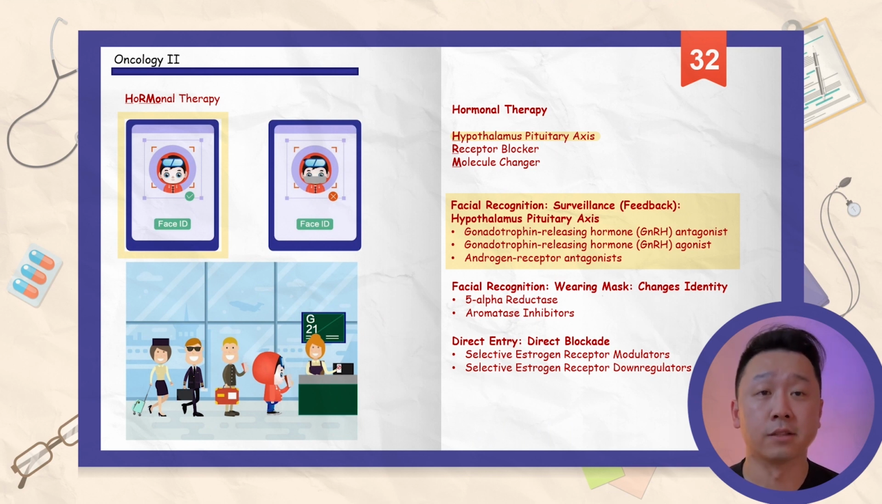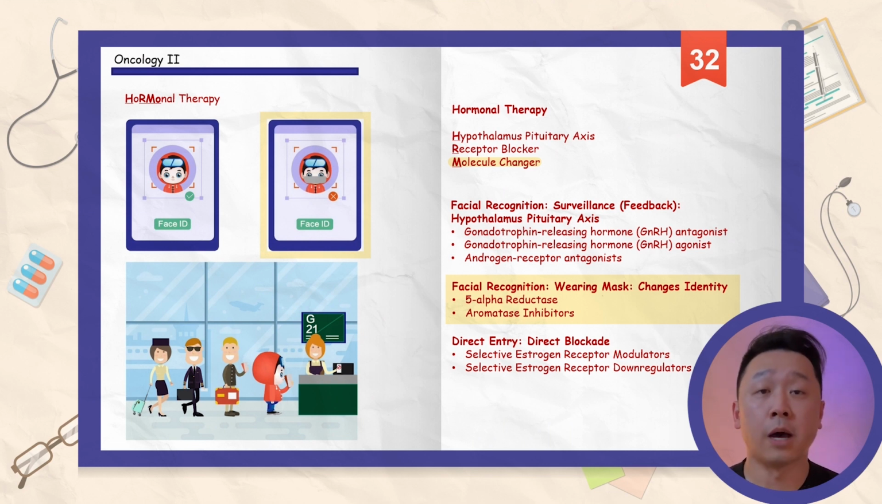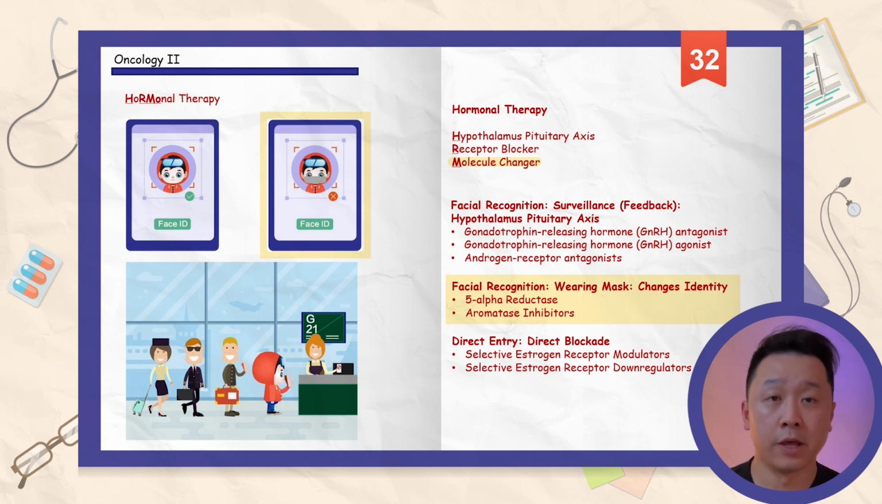Androgen receptor antagonists competitively compete for the binding of the androgen receptor, therefore preventing the binding of androgen to its receptor, ultimately decreasing tumor growth. However, if this person in the airport decides to change their identity by putting on a mask, they may be stopped by security and be forced to take their mask off. And as a result, he will not be able to board the plane. The 5-alpha reductase as well as the aromatase inhibitors prevent the hormonal conversion to the active form of the hormone and therefore prevent the binding to the receptor.